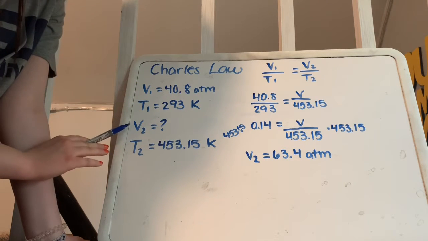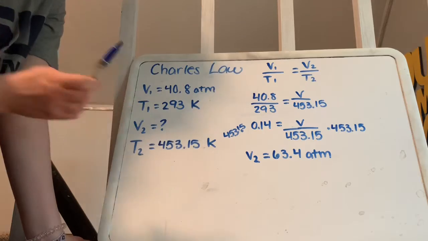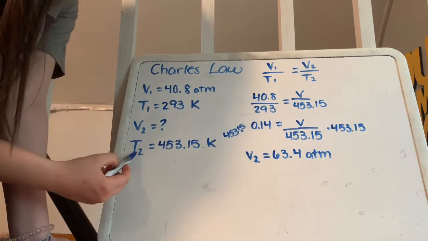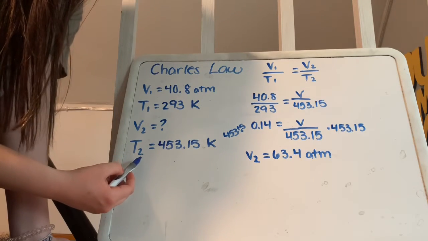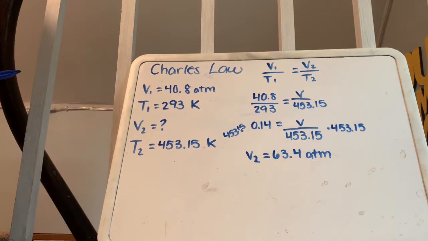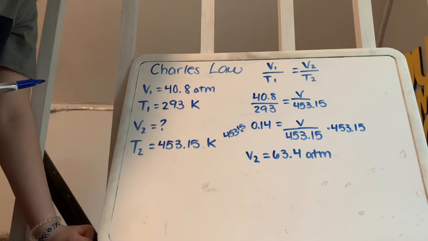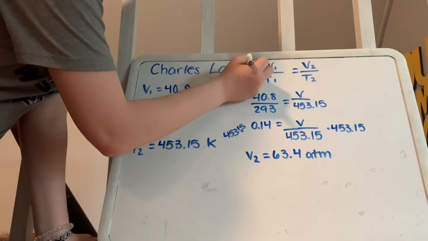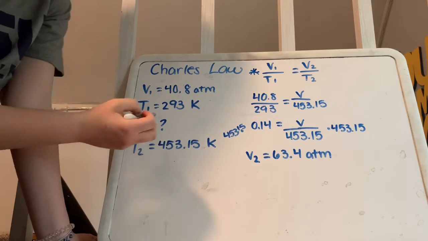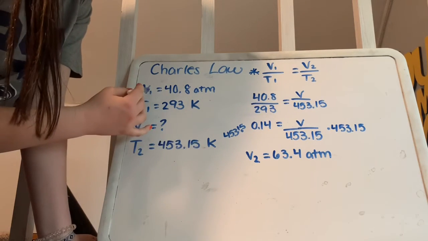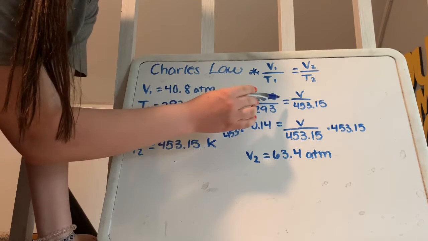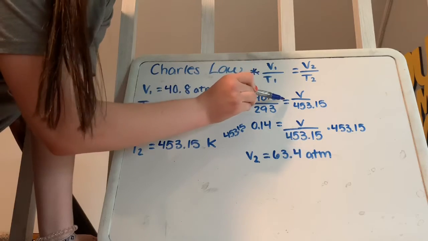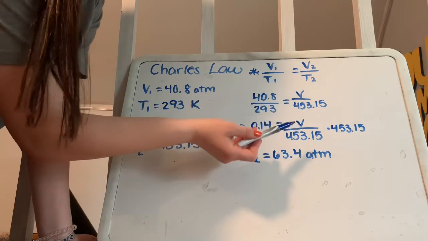And then the volume afterwards is what we are trying to find, the volume of the popped popcorn. But the temperature that the popcorn comes to be is 453.15 kelvins after it is in the microwave. So I used this equation to find the volume. So the initial volume was 40.8, which is divided by the initial temperature, 293 kelvins. And then that is equal to the volume, which we were trying to find.